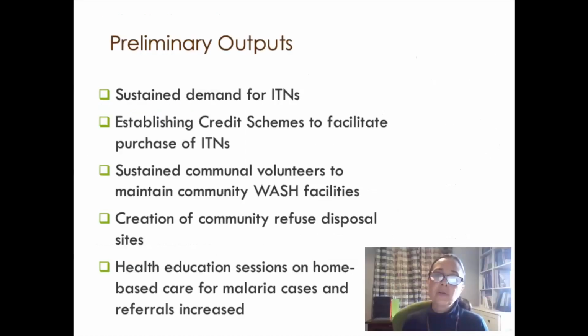Some preliminary outputs included, there was a sustained demand for treated ITNs. Some communities established a credit scheme to facilitate the purchase of ITNs. The community volunteers were sustained to maintain wash facilities. There was a creation of community refuse disposal sites. And there was an increase in health education sessions on home-based care and cases and treatment of malaria.